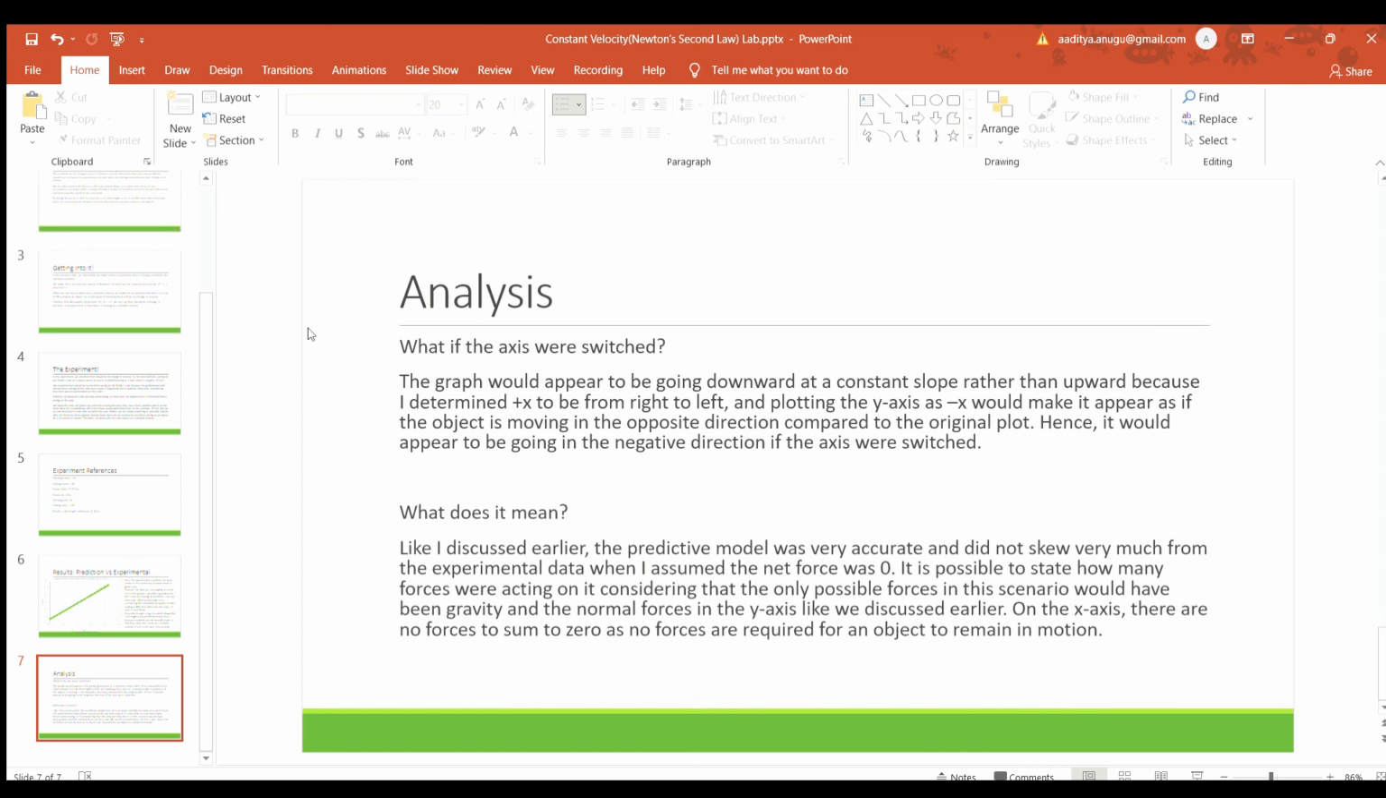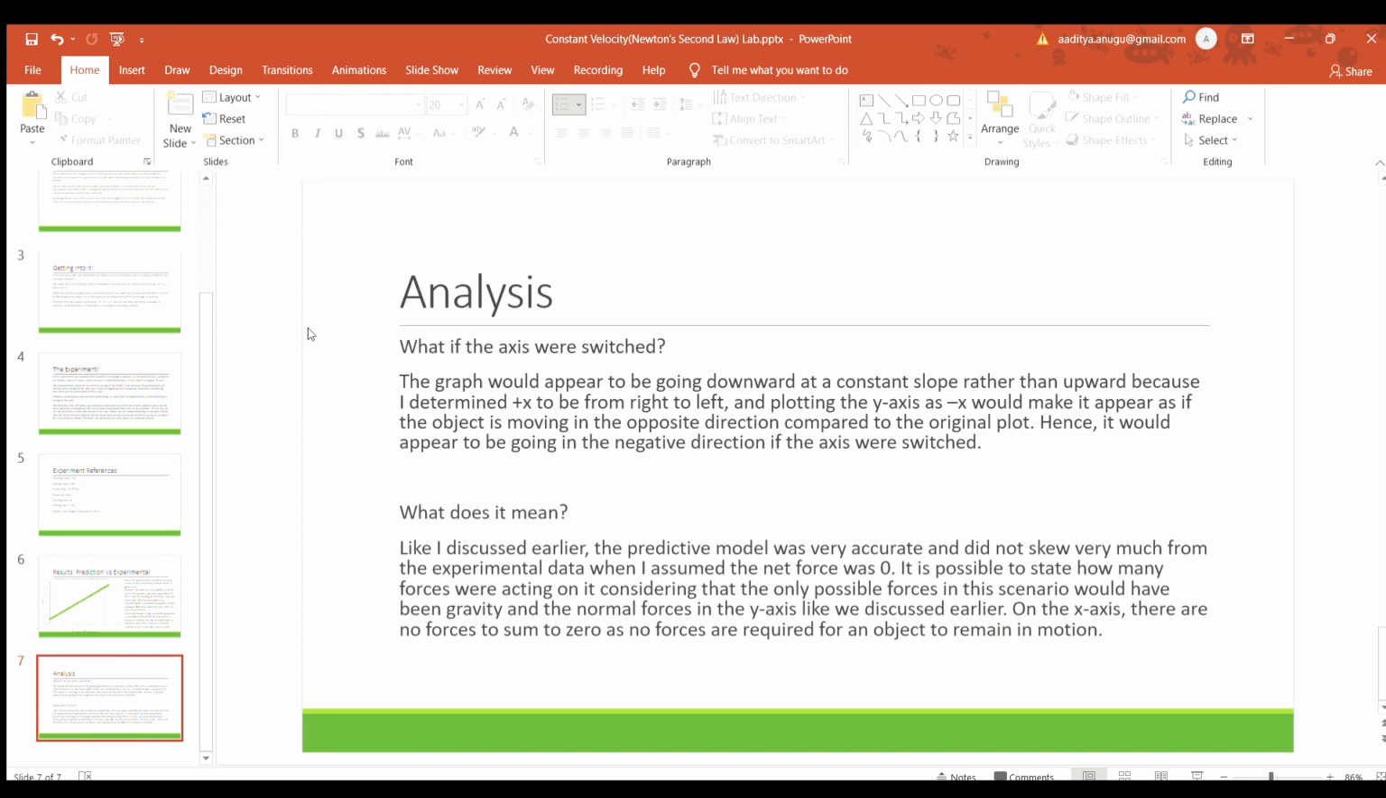As we analyze our data, there's a few important questions we should consider. What if the axes were switched? The graph would appear to be going downward at a constant slope rather than upward because I determined the positive x direction to be from right to left, and plotting the y-axis as the negative x would make it appear as if the object is moving in the opposite direction compared to the original. Hence, it would look like it would be going in the negative direction if the axes were switched.